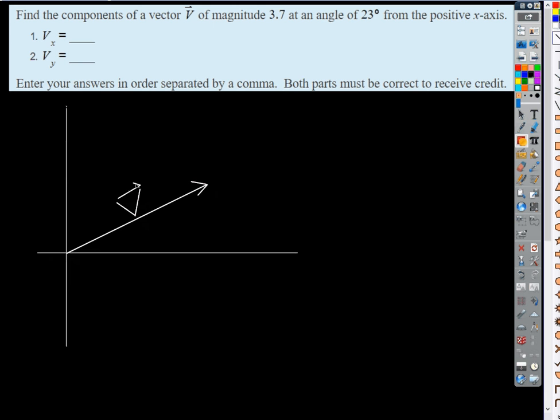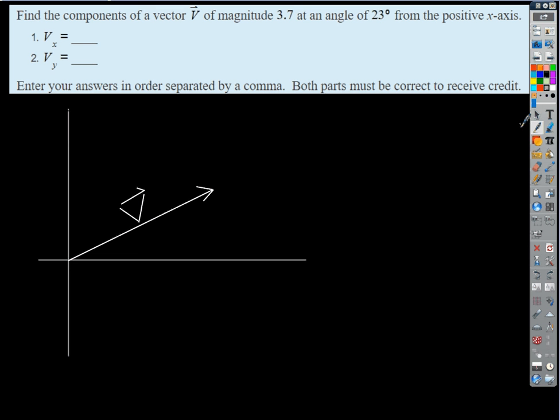There's vector v, right? Okay, we know the magnitude. What does that correspond to in terms of the vector? Meaning length. Okay. So the magnitude is 3.7.